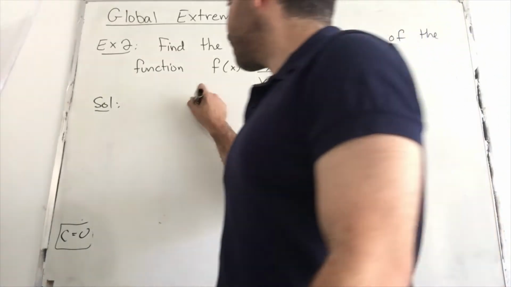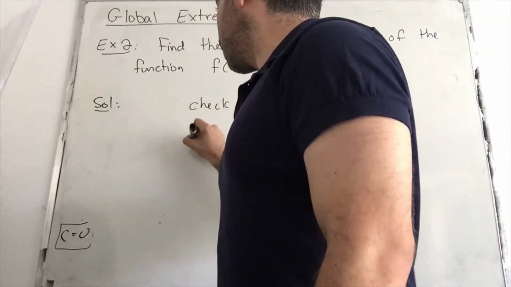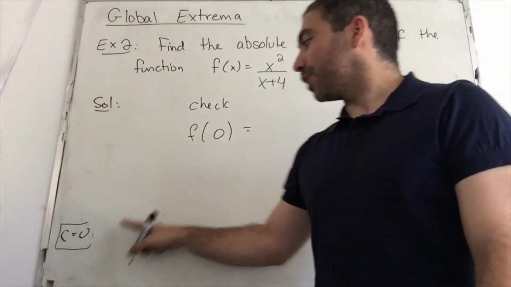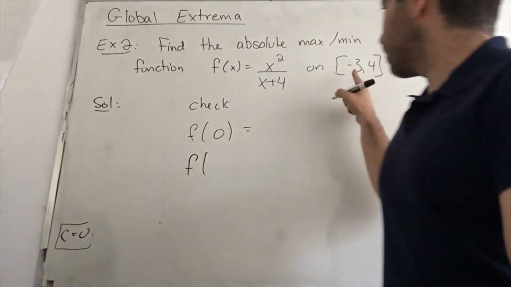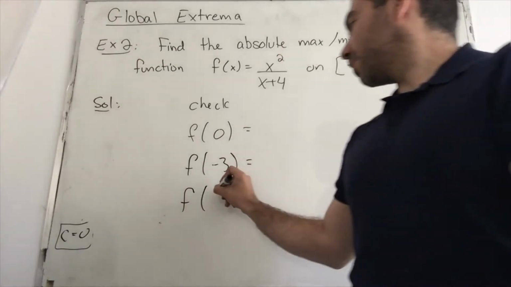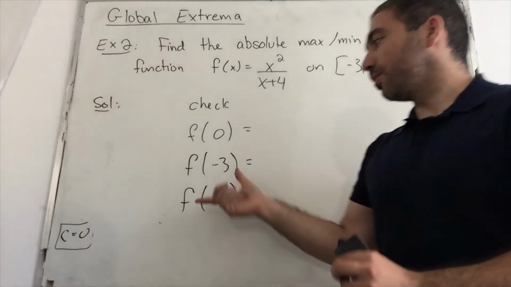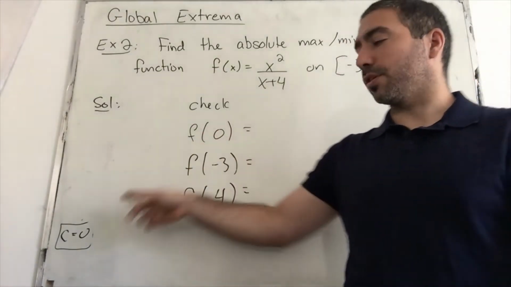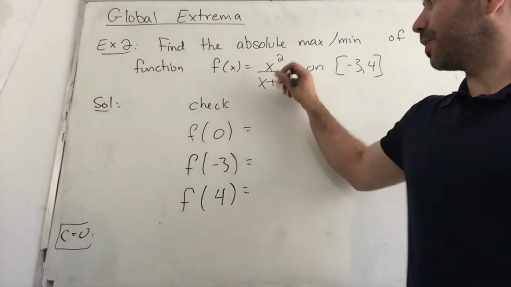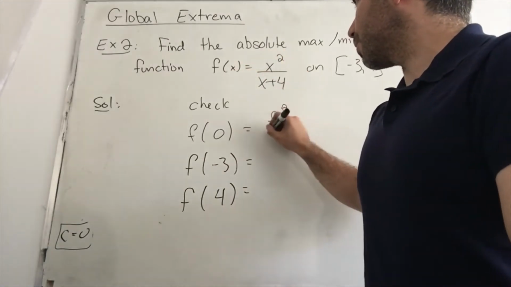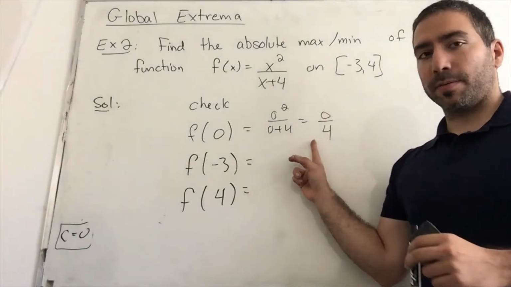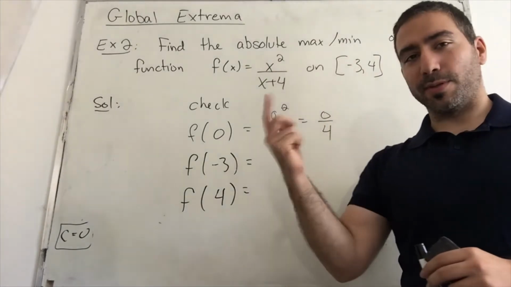So now we're checking. So really what we're looking for is f of the critical point, and then we're going to check f at the endpoints: f of negative 3 and f of 4. Okay, so these two here on the bottom are the endpoints and the one on top is our only critical point in our domain. So if we replace the x's with 0 in the original function, we get 0 squared over 0 plus 4. We have 0 over 4. So 0 divided by 4, don't get confused. It's not 4 divided by 0.